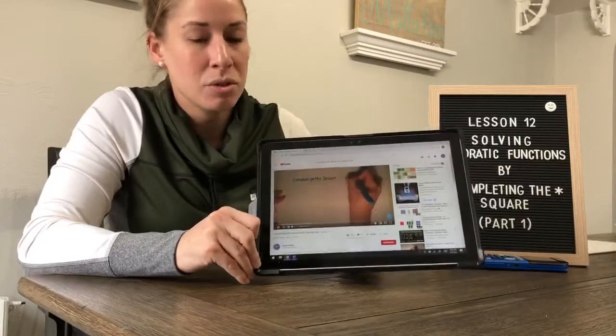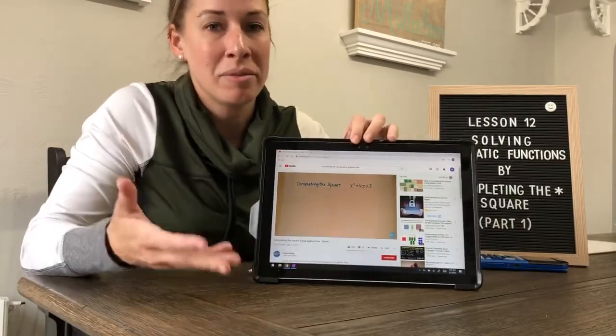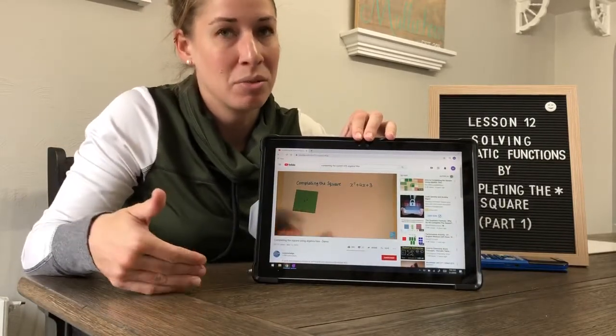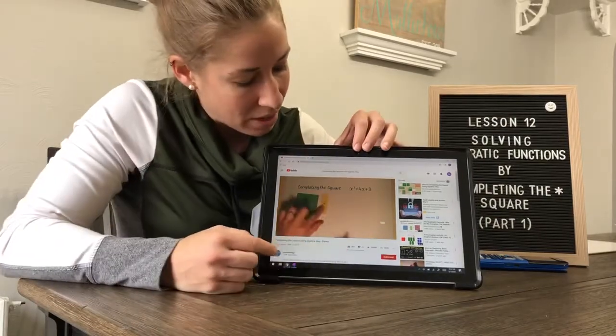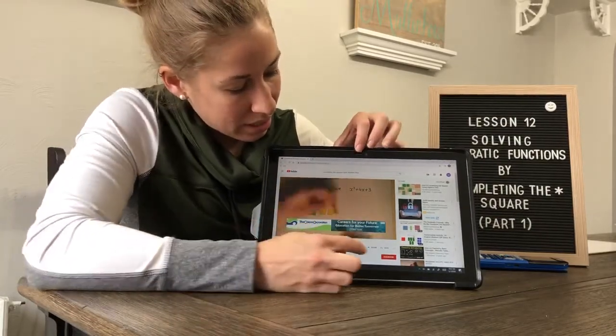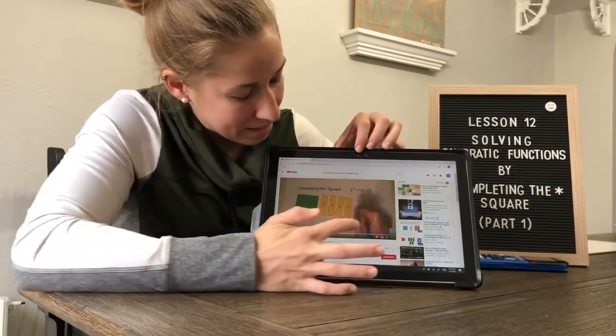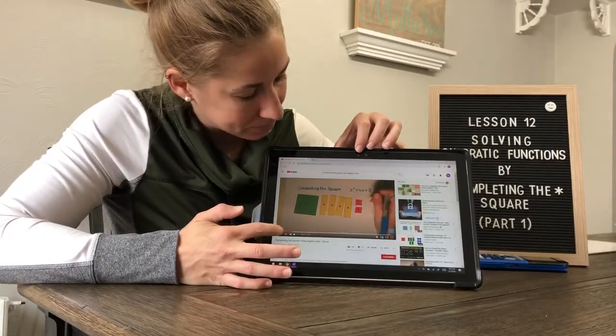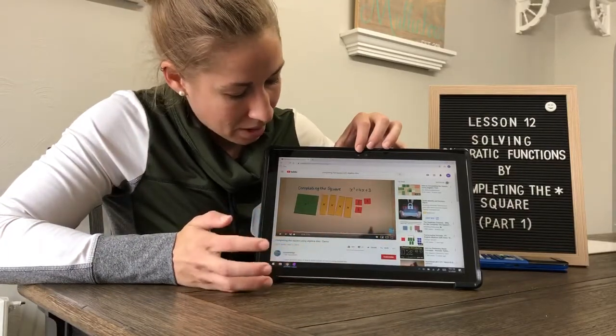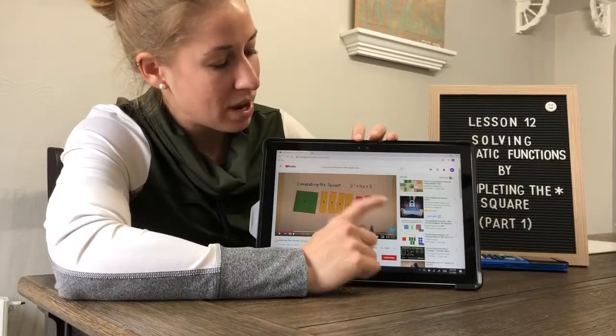So completing the square is basically you've been given some information, but it's not a complete square. So what do you have to do to make it a complete square? So here this lady has an example of x squared plus 4x plus 3.